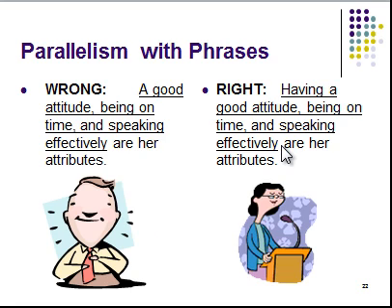An example with phrases. A good attitude, being on time, and speaking effectively are her attributes. Here it's wrong, you have to say "a good..." what? Who's having that good? A good what? Who is the person? So here it is: having a good attitude, being on time, and speaking effectively are her attributes. Here it's not parallel. Here you have to put "having a good attitude."